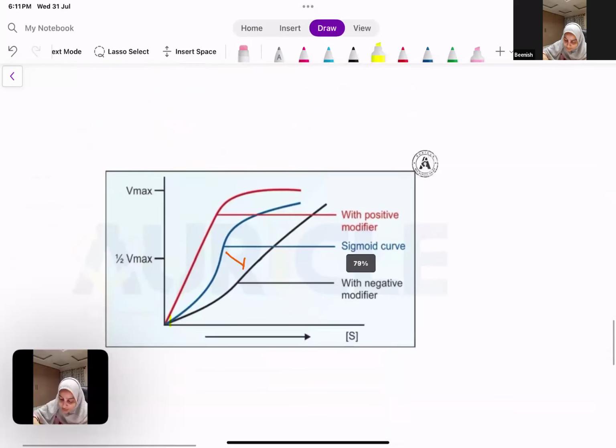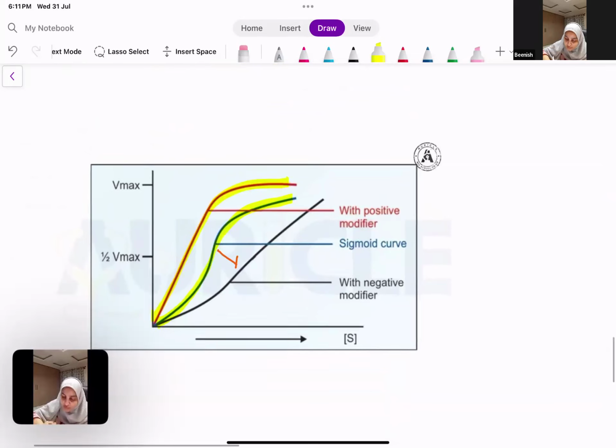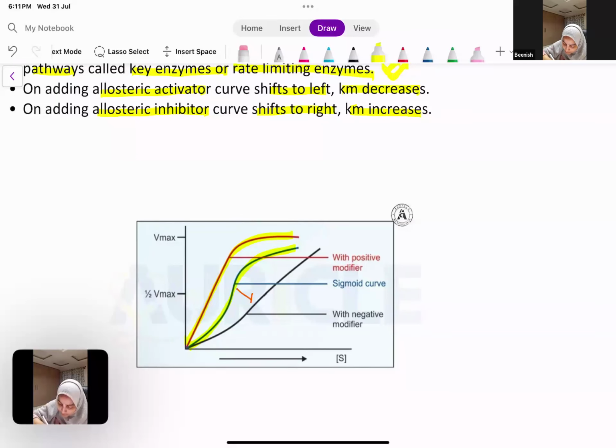Here you can see this is your sigmoid curve. And on adding a positive modifier, the curve is shifting to the left. And on adding a negative modifier, the curve is shifting to the right and the Km is increasing.